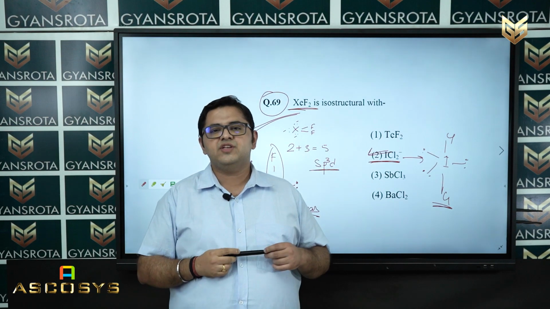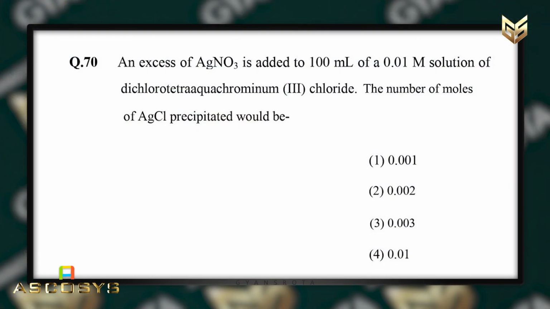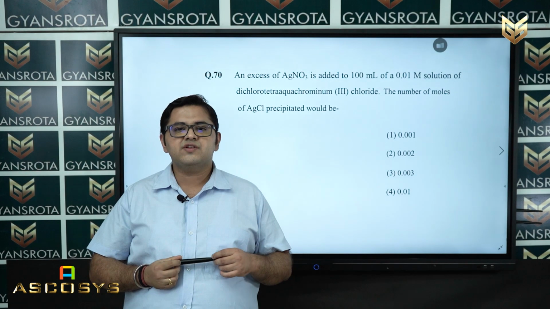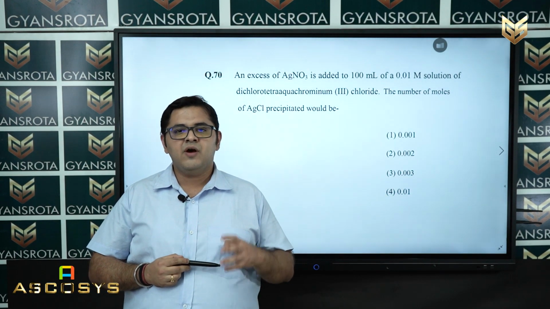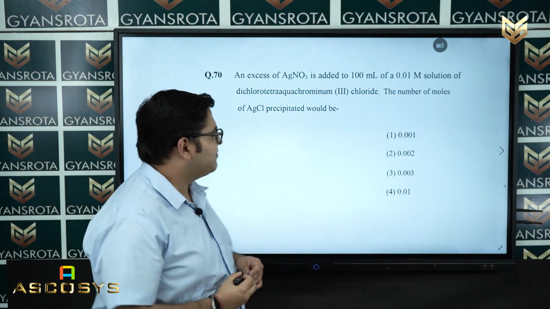Now, we are moving to the next question, that is question number 70. Question number 70 is on your screen. An excess of silver nitrate is added to 100 ml of 0.01 molar solution of dichlorotetraquachromium 3 chloride. The number of moles of AgCl precipitated would be? This question comes from the coordination chemistry chapter of your class 12 NCERT. Now, we are moving to the solution part.